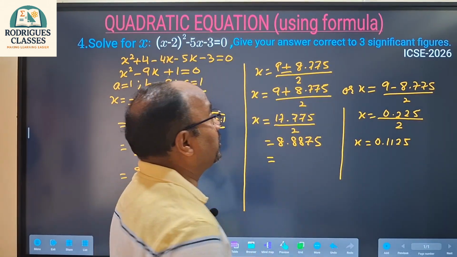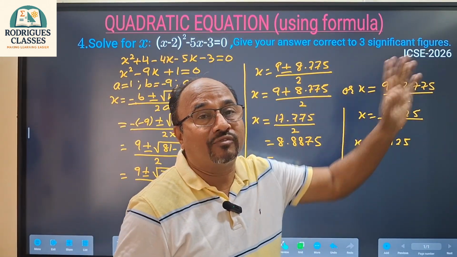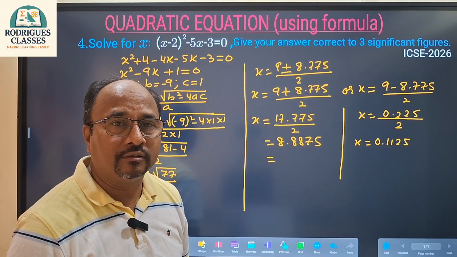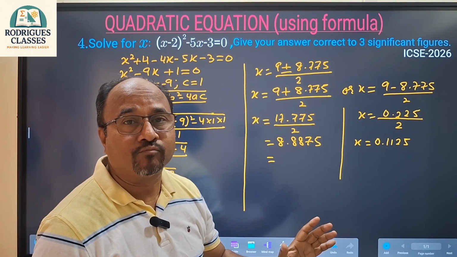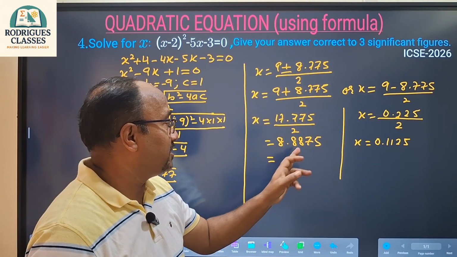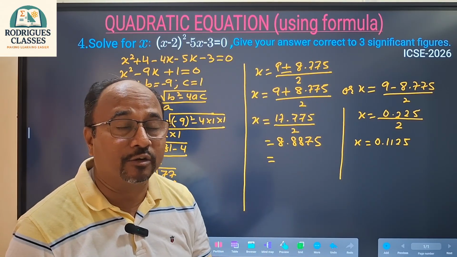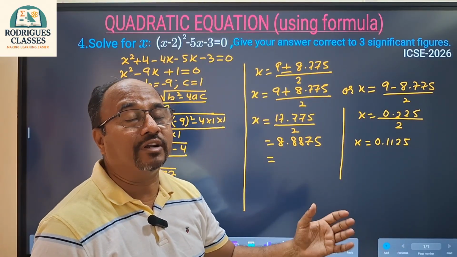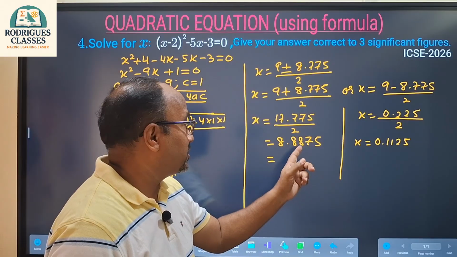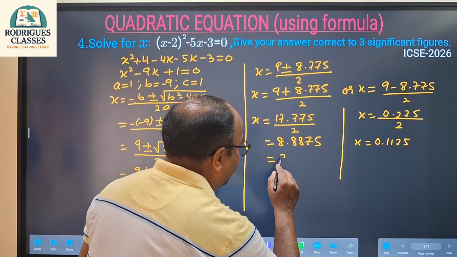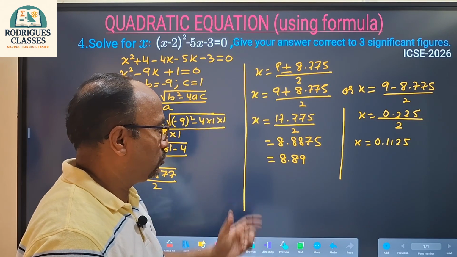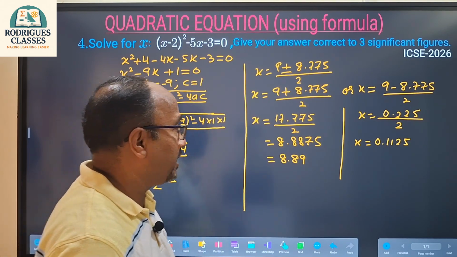Now comes the important part of bringing in terms of 3 significant figures. How many significant figures here? It's 5. We have to bring up to the 3rd place. So this last 8 which is there is at the 3rd place. After that you have a number greater than 5 which is 7 there. So this last 8 will increase. 8.89 is your answer. So you can see 3 significant figures are there.